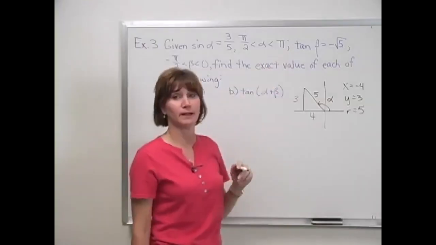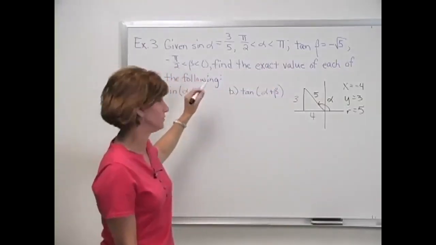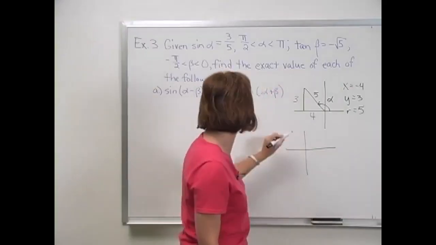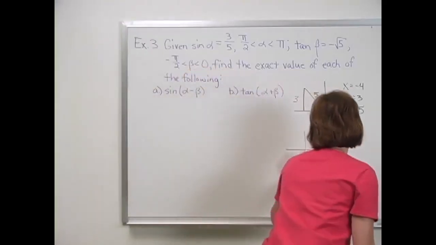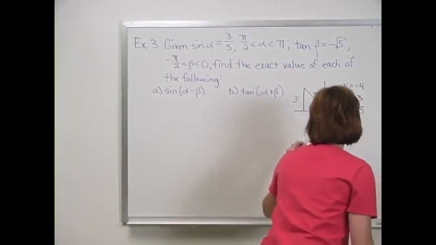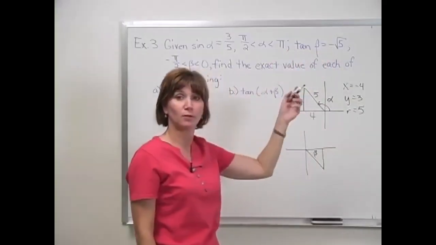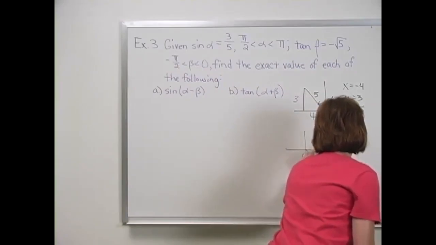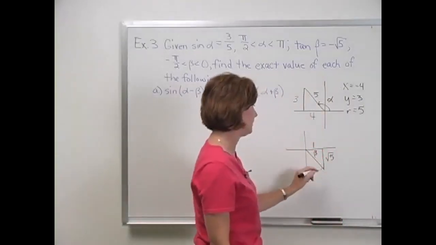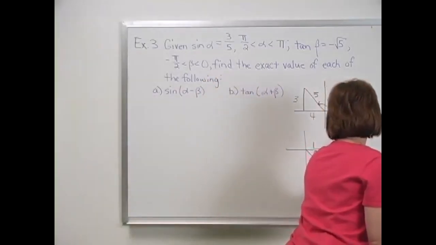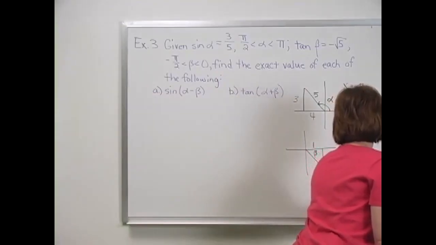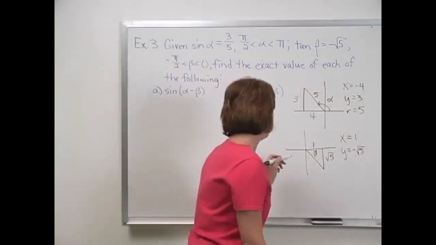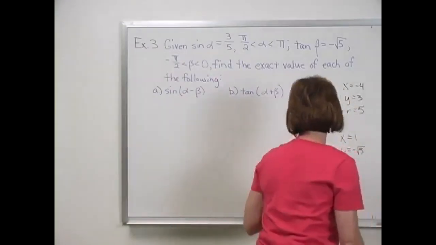Now we'll do the same thing for beta. Beta is between negative pi over 2 and 0. Well, negative pi over 2 is here, 0 is here, so we know beta is in quadrant 4. We're going to draw a picture for beta. The tangent is negative square root of 5, so we know the y over x is negative square root of 5. So we know we're going to put square root of 5 on the y, and we're going to put 1 on the x. And again, we know that in the fourth quadrant, the x is positive, the y is negative, and of course the hypotenuse is always positive, r is always positive. Using the Pythagorean theorem, we get this side to be the square root of 6.